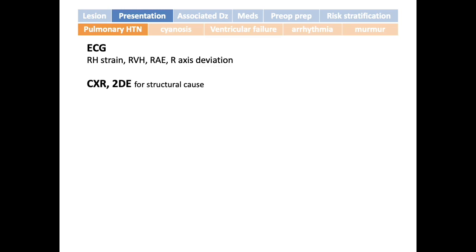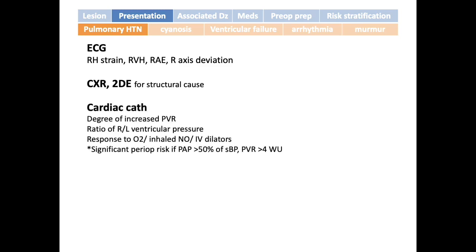A chest radiograph and bedside echocardiography will help delineate any structural cause for the increased pulmonary blood flow. If a cardiac catheterization is done, it can measure pulmonary vascular resistance or PVR, ratios of right to left ventricular pressures, as well as assess the response of PVR to oxygen, inhaled nitric oxide, and intravascular vasodilators. Patients who have a systolic pulmonary arterial pressure of more than half of their systolic systemic blood pressure, or PVR more than 4 Woods units, have been found to have significant perioperative risk.